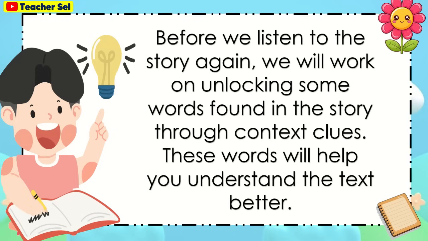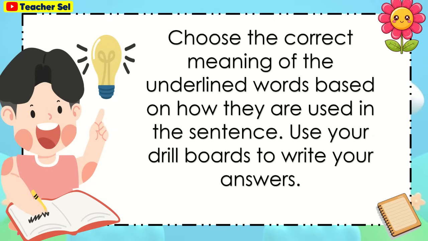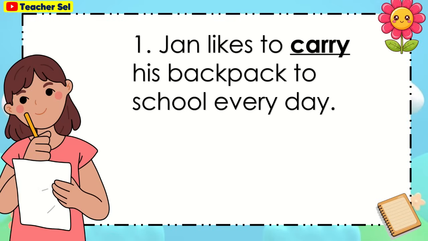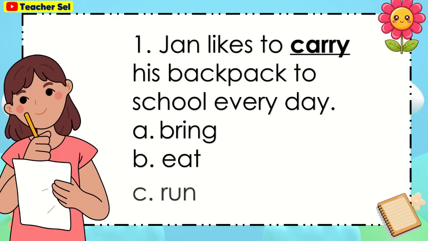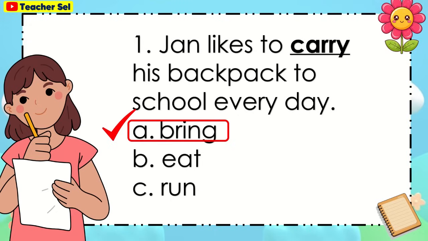Before we listen to the story again, we will work on unlocking some words found in the story through context clues. These words will help you understand the text better. Choose the correct meaning of the underlined words based on how they are used in the sentence. Use your drill boards to write your answers. John likes to carry his backpack to school every day. A. Bring. B. Eat. C. Run. You're right, the correct answer is letter A. Bring.